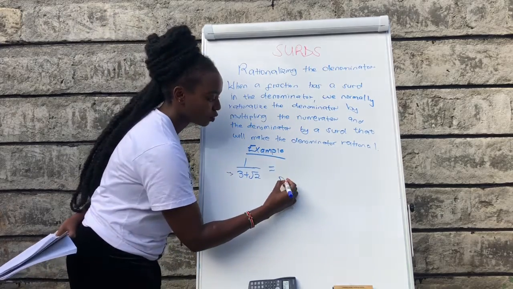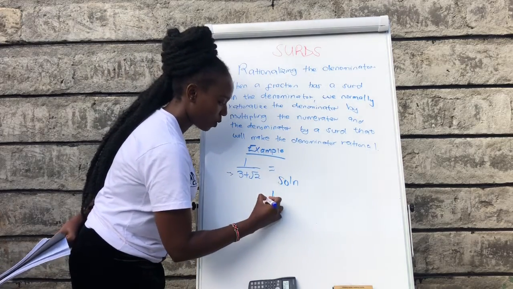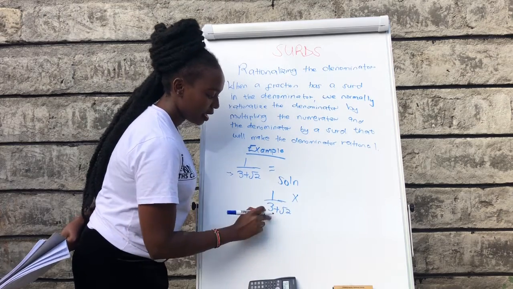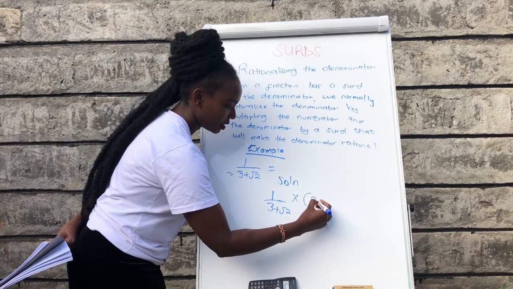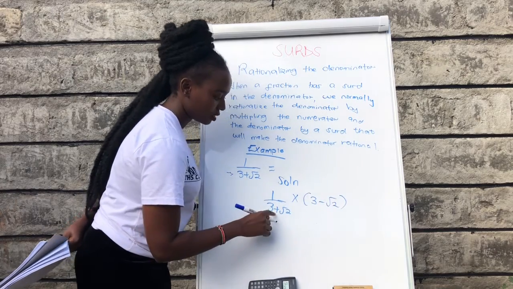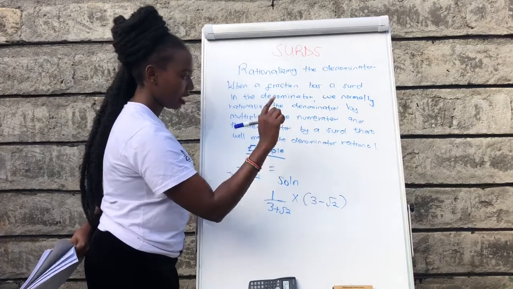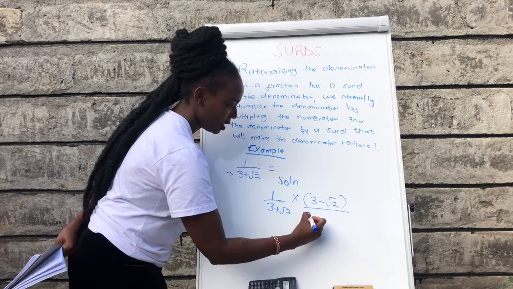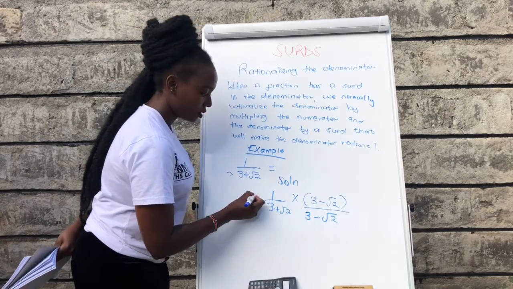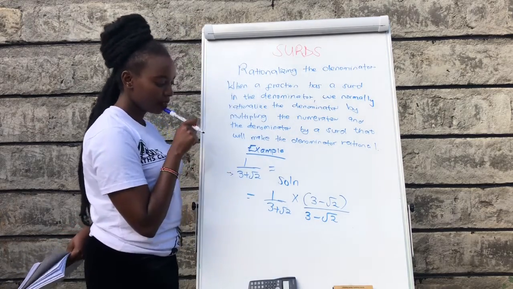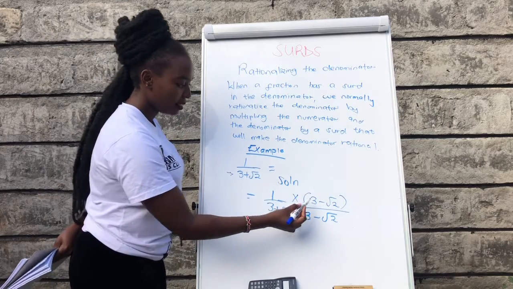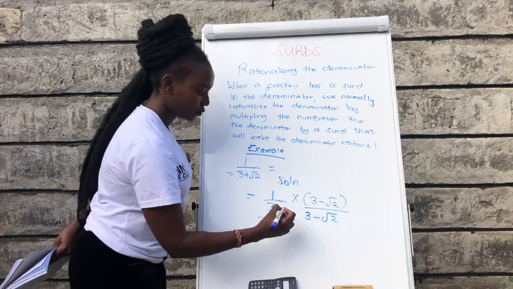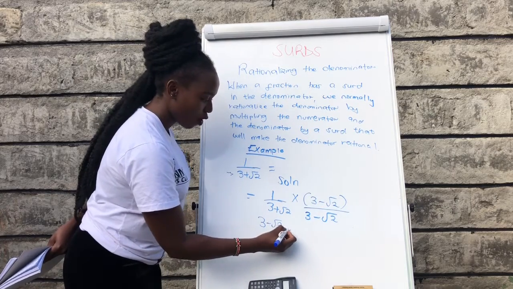So solution, it's 1 over 3 plus root 2. You will now multiply the numerator by 3 minus root 2. Like I said, you change the sign in order to rationalize the denominator. You multiply also below by 3 minus root 2. So this is how you're supposed to do it. So when multiplying 1 times 3, it becomes 3. 1 times minus the square root of 2 becomes just minus root 2, over.